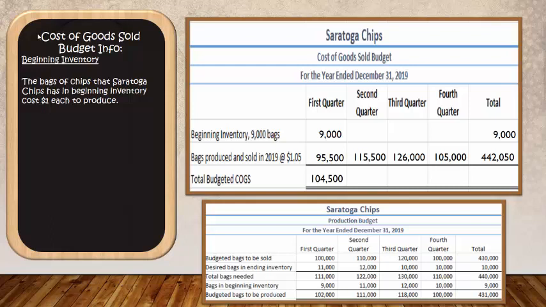To find our total budgeted cost of goods sold, we simply add the cost of beginning inventory to the cost of bags produced and sold in 2019. 9,000 plus 95,500 means that our total budgeted COGS for the first quarter is 104,500. In the second quarter, we don't have beginning inventory, so we can simply carry down the $115,500 from our bags produced and sold during the year. We can do the same thing for the third quarter and the fourth quarter, respectively. For our total budgeted COGS, we just add up the four numbers in our total budgeted cost of goods sold row, and we come up with $451,050. This is Saratoga Chips' budgeted cost of goods sold for the year.